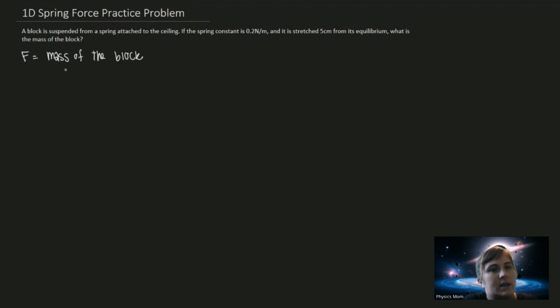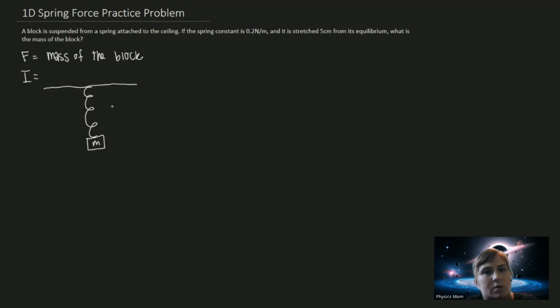The I in FIDESA is an image. So we're going to essentially draw a diagram of what's going on here. Let's draw the ceiling. The spring is being attached from the ceiling and it's being stretched a little bit because it has some mass hanging from it. And this would be the mass of the block.